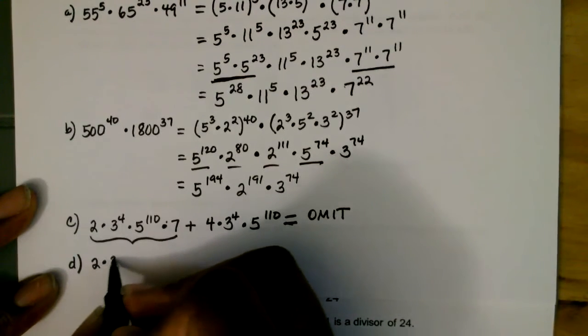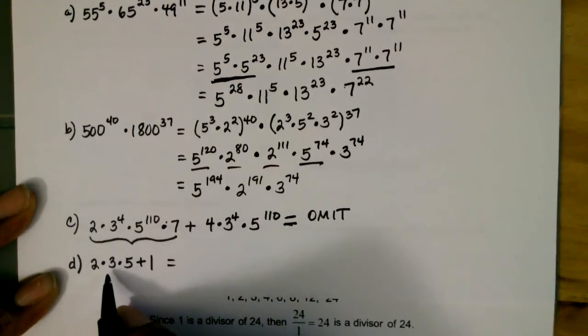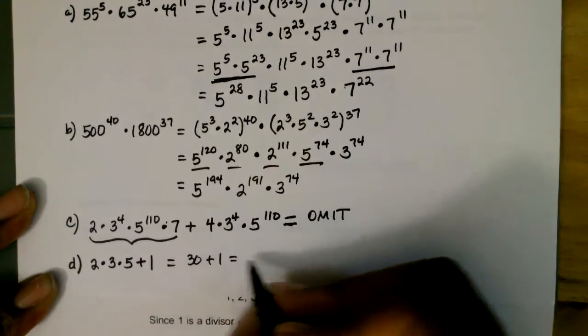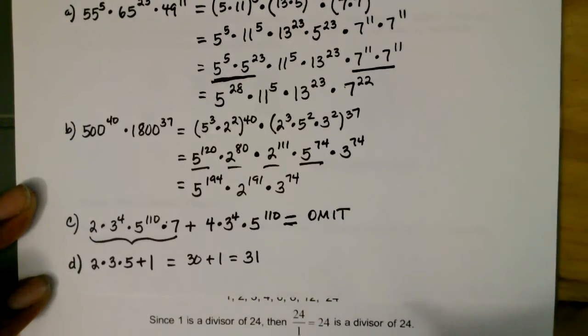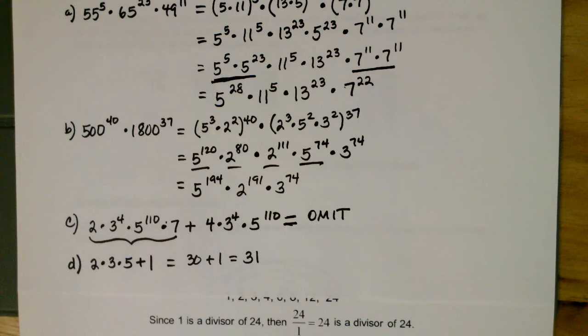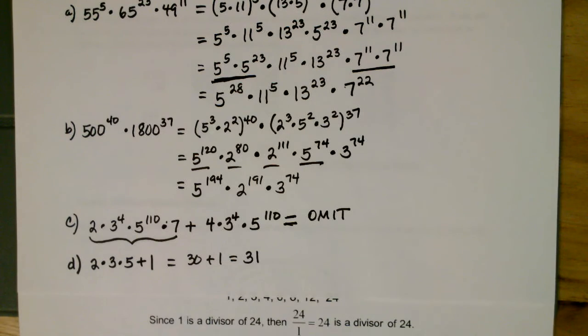Now for part D will be 2 times 3 times 5 plus 1. 2 times 3, that'll be 6. 6 times 5 will be 30. 30 plus 1 will be 31. And if you were to do the prime factorization for that, it'll just be 31 because 31 is a prime number. Okay, I'm going to omit part C. And if I'm able to do that particular problem, I will do another video just for this particular problem in the homework example number 5.